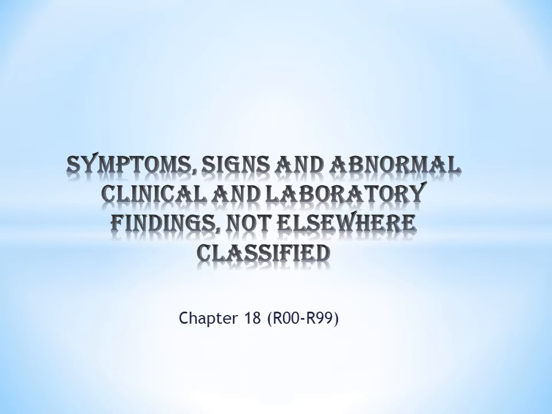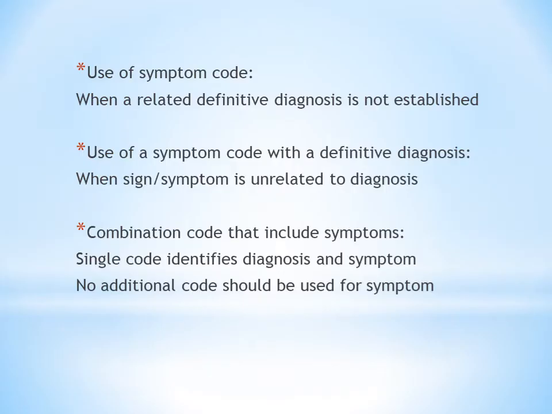So today I am going to discuss chapter 18, symptoms, signs and abnormal clinical and laboratory findings not elsewhere classified. The code range for this chapter is the R series, R00 to R99. First one is symptom code.